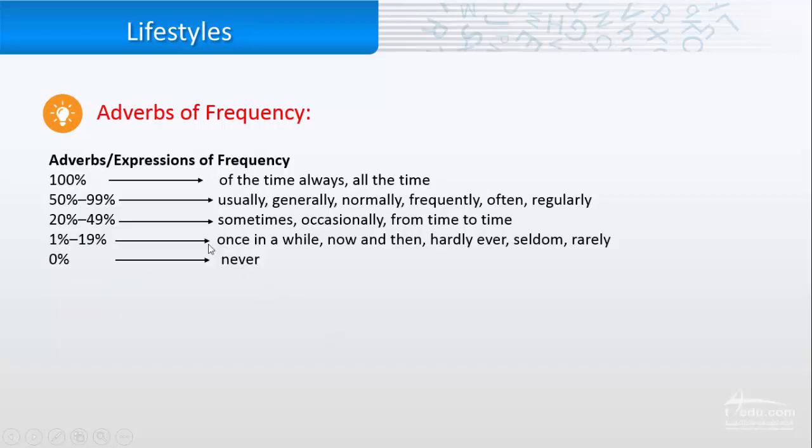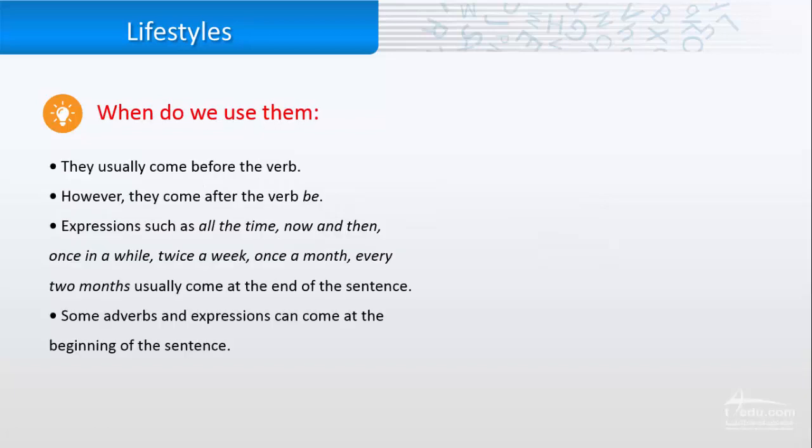Adverbs of frequency or expressions of frequency, if you want to use them: if you are 100% sure about your sentence, then you are going to use always or all the time. From 99 to 50, usually, generally, normally, frequently, often, regularly. From 49 to 20, sometimes, occasionally, from time to time. 19 to 1, once in a while, now and then, hardly ever, seldom, rarely. And if you are sure about 0, then it's never.